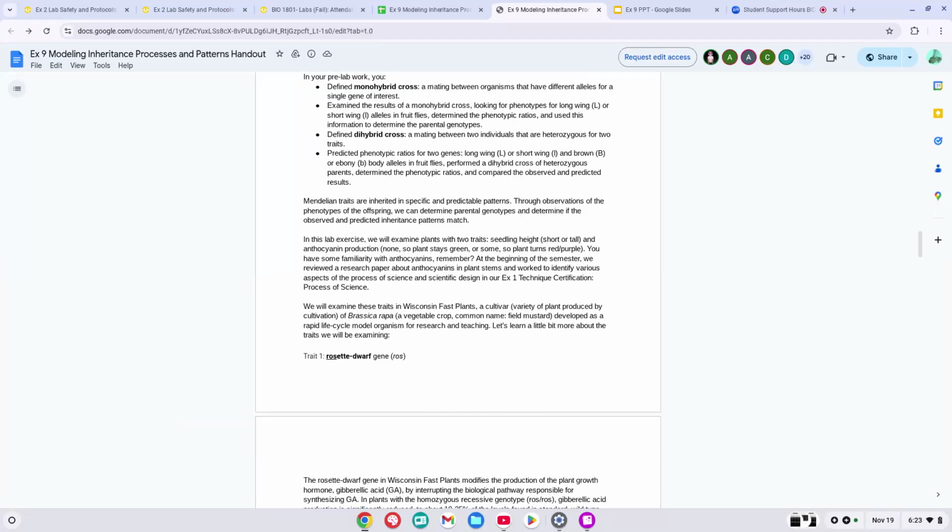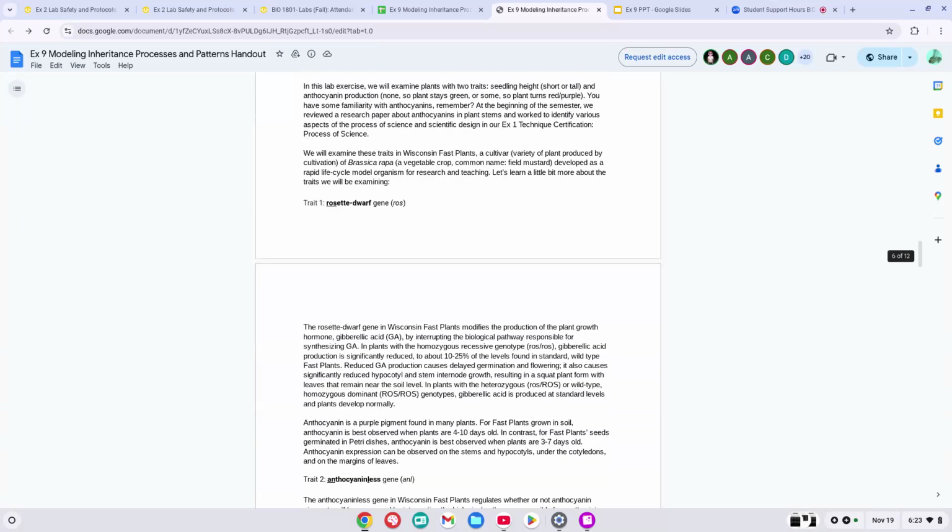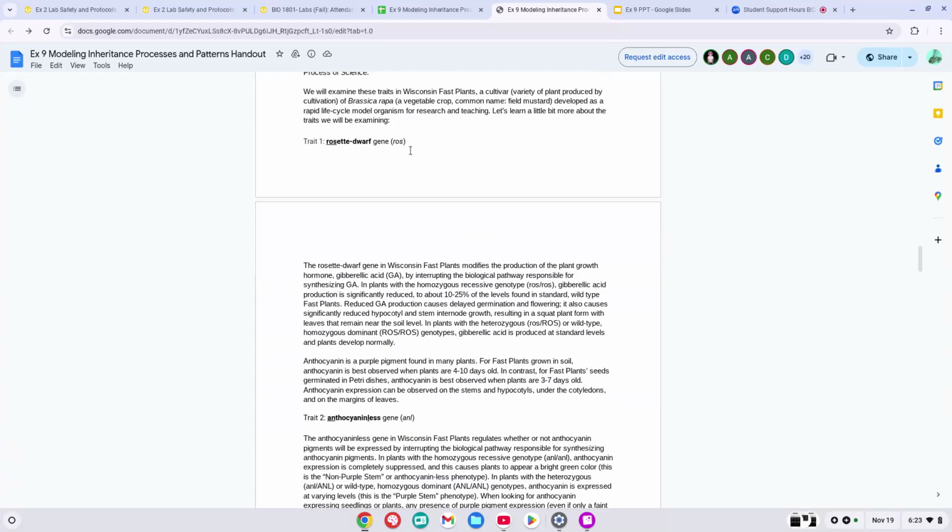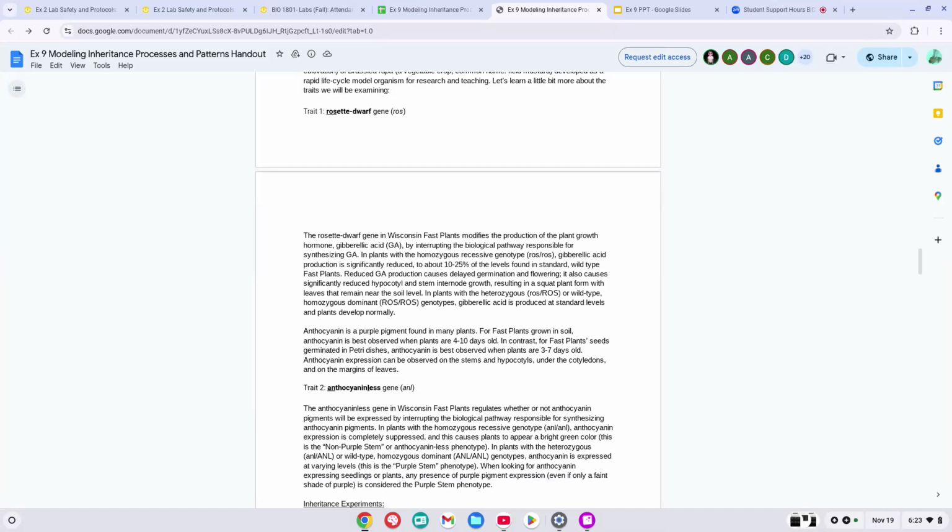So we're going to be looking at a couple of different characteristics in these Wisconsin Fast Plants. What we're going to be looking at is something called a rosette dwarf gene. There's a little bit of information about it here, but basically this is a recessive characteristic that causes these plants to be really short. In plants with that homozygous recessive phenotype, their gibberellic acid production is reduced, and so they're shorter than the other plants. So it causes a reduction in their stem and internode growth, a kind of squat formation of a plant.